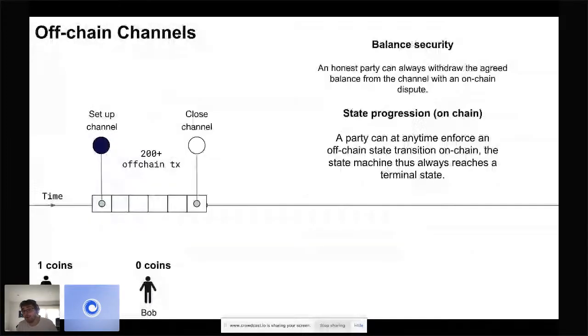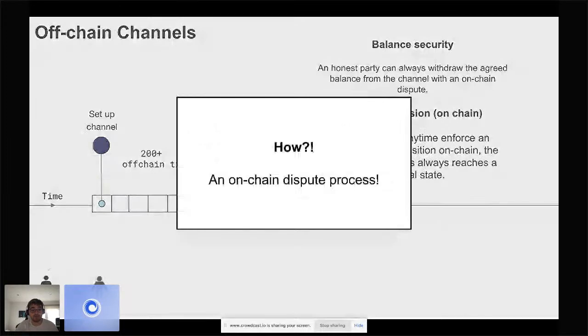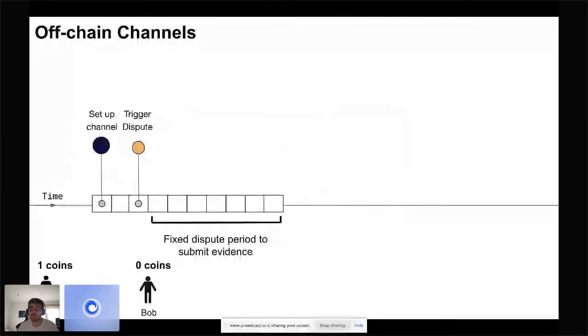And ideally, as long as there's this property called balance security, an honest party can always withdraw the agreed balance from the channel via an on-chain dispute. So ideally, what Alice will do is send a transaction to Ethereum and say, Ethereum, Bob is offline. I want to withdraw my funds, and this is the latest agreed balance that we had.